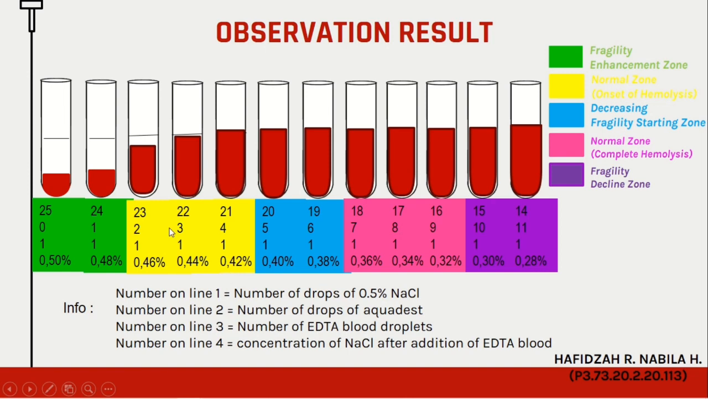We will tell you about the colors. This green is the fragility enhancement zone. Yellow is the normal zone. This blue is the decreasing fragility starting zone. And the pink is the normal zone, complete hemolysis. Plus purple is the fragility decline zone.